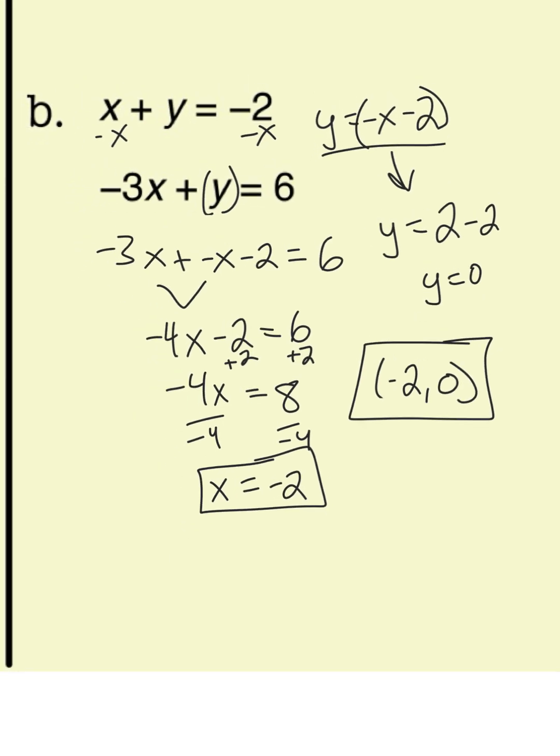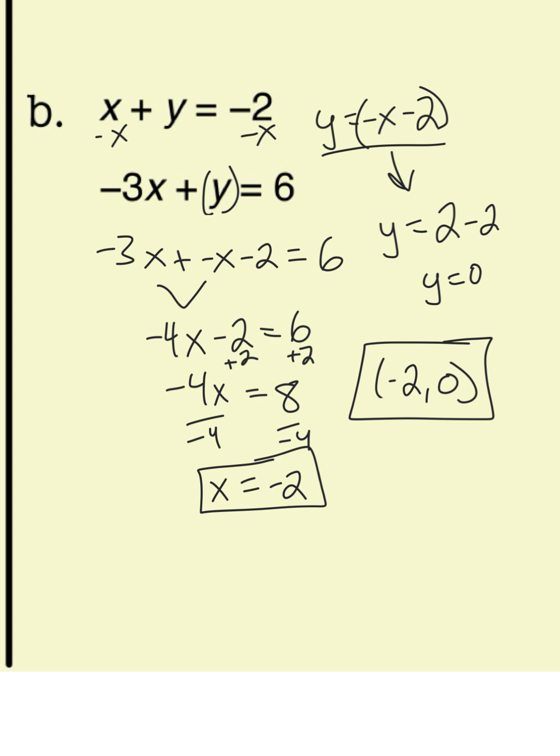Now, anytime you're solving a system of equations and you get a solution, one thing you can do is plug your solution back into both of these equations, and it should work for both of the equations. If your solution only works for one of the equations, it is not a solution to the system. So I can plug in x equals negative 2 and y equals 0 to both of these equations, and it'll work.